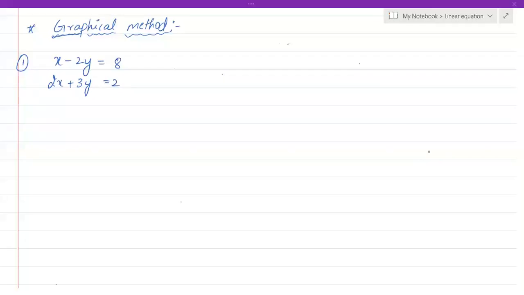Hello student. So today we're going to solve a pair of linear equations by the graphical method. So as you can see, I've taken the pair of linear equations x minus 2y is equal to 8 and 2x plus 3y is equal to 2.